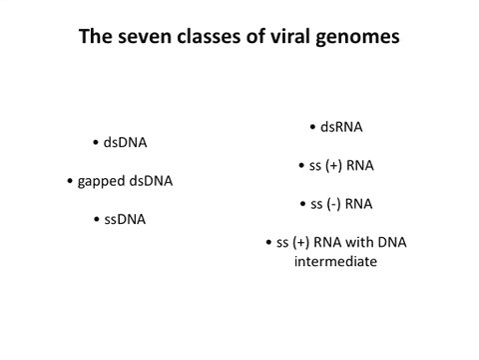Double-stranded DNA, gapped double-stranded DNA, so it's a variant of double-stranded DNA, and single-stranded DNA, so 3 types of DNA genomes. And 4 RNA genomes: double-stranded RNA, single-stranded plus or minus polarity, and then single-stranded plus RNA with a DNA intermediate. So we separate those viruses from these, because they do something unusual. They make DNA in their life cycles, and these viruses don't.